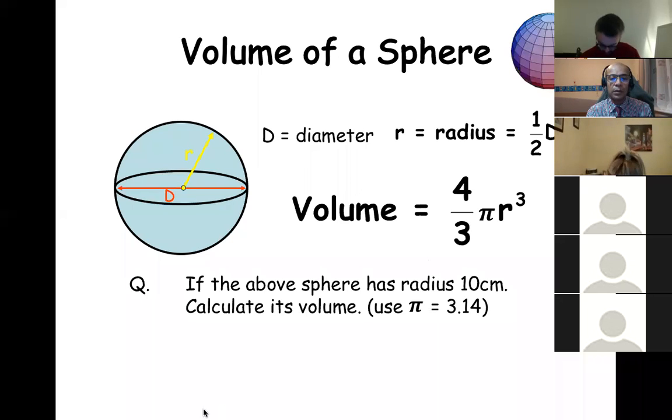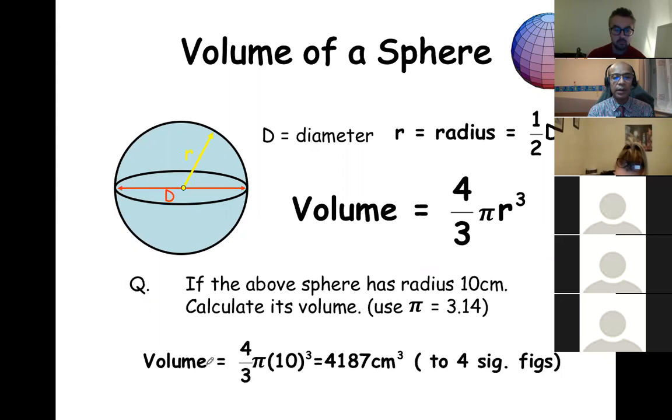I put 4,186.6. Yes, I got that. Okay, so let's think about this. So I've got 4/3 pi times 10 cubed, 4,187. Yeah, sounds right. And this answer was given with 4 significant figures, using 3.14.